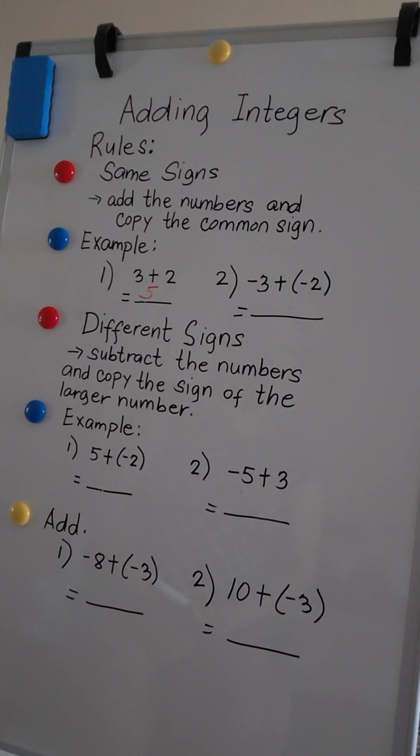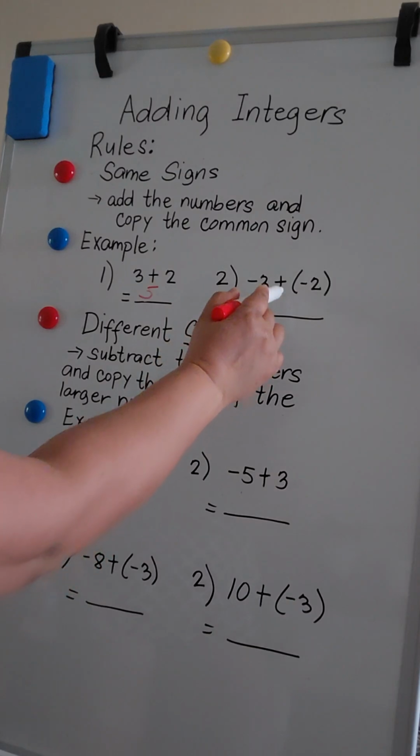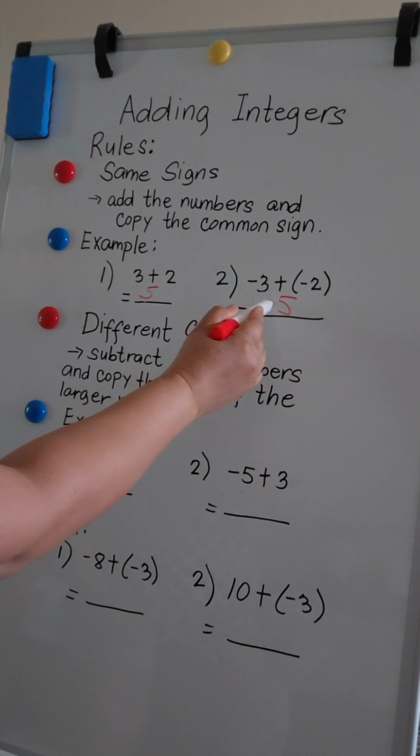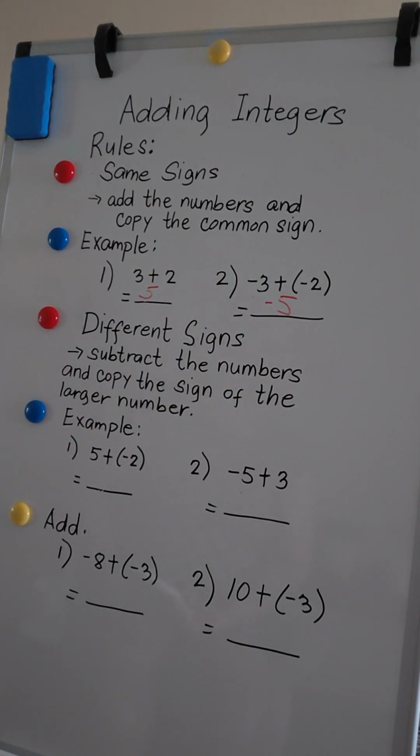Okay, now let's proceed to number 2. We have negative 3 plus negative 2. Again, they're both negatives. So we're going to add the numbers 3 plus 2, which is 5. Next, the common sign is negative. So just simply write negative 5. Therefore, negative 3 plus negative 2 is equal to negative 5.